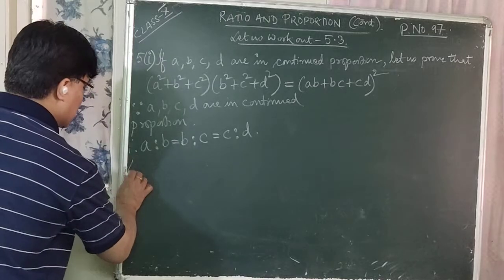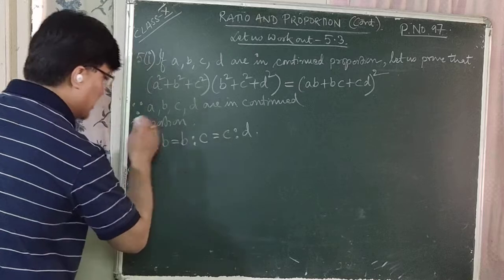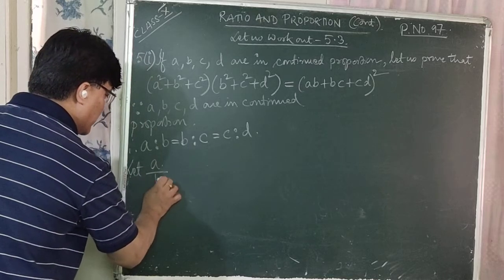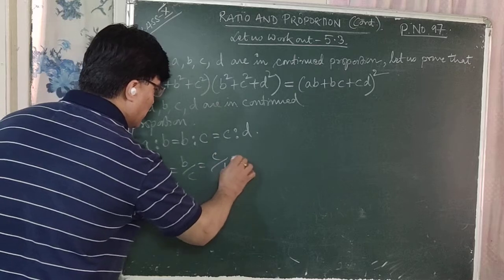So let us write it in terms of fraction and then write let it be equal to k. That is, let a upon b is equal to b upon c is equal to c upon d is equal to k, suppose.